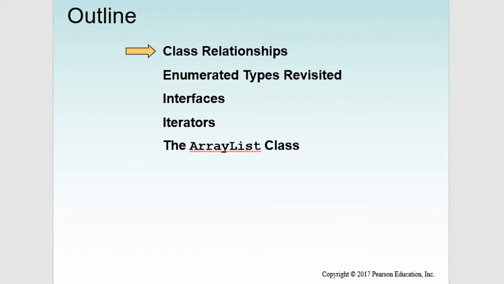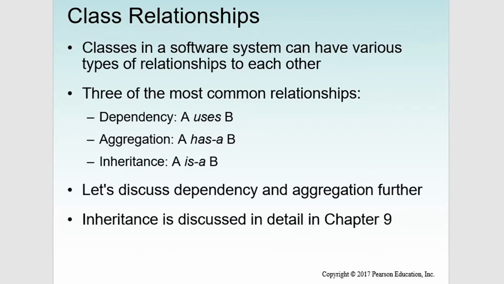Class relationships. The book talks about 3 different relationships between classes. One is dependency. That's when a class uses another class. Aggregation. That's when a class has another class. And inheritance. That's when a class is another class. It's important to note that inheritance is something that we're going to talk about in Chapter 9. So we'll go into more detail on that topic in Chapter 9.